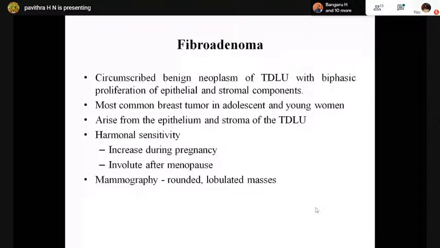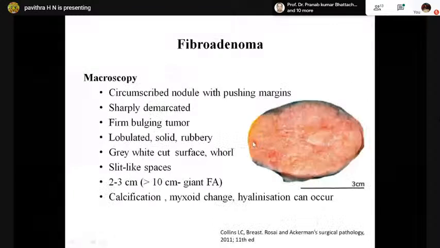So this is the macroscopic or gross picture of fibroadenoma. They are usually circumscribed nodules with pushing margins. They are sharply demarcated. Usually, if you look at the specimen, they are sharply demarcated from the surrounding area, and they appear as a firm bulging tumor. They are lobulated, solid and rubbery. That is the consistency we talk about when we talk about fibroadenoma, even when you're evaluating the patient for FNA. And they have a gray-white cut surface.